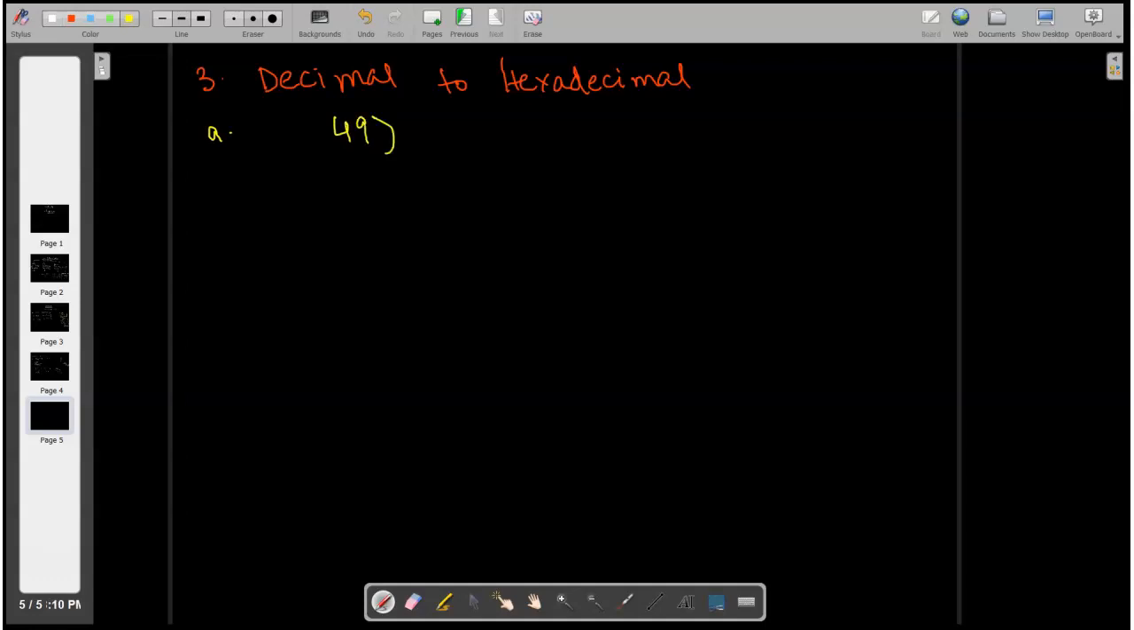Base 10. What are we going to do? We are going to convert it to a hexadecimal number. A hexadecimal number has a base of 16. So how do we do the conversion? We have to divide it by 16 each time. So let us take the number 49 and divide it by 16. We know 16 threes are 48, so you have a remainder of 1.